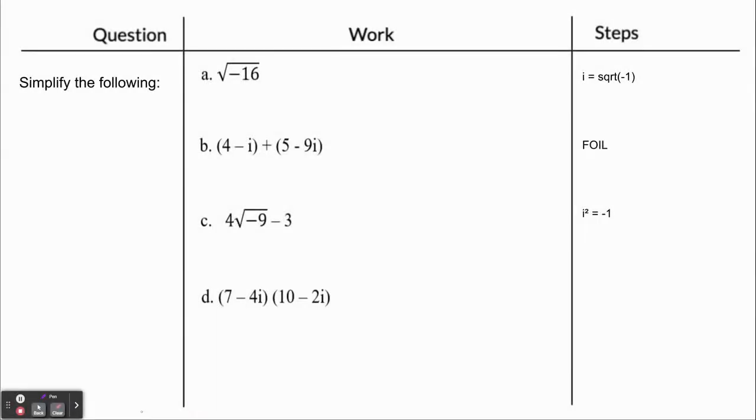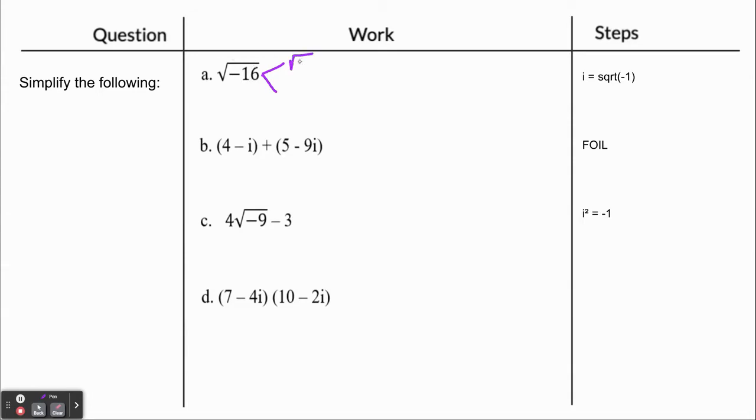You were asked to simplify a couple different expressions here and put this all into one video because I think these are fairly quick if we know the right steps. So in this case here, for the square root of negative 16, first of all, if I take the square root of a negative number, I know that there's no way to actually get a negative number when we're multiplying something by itself.